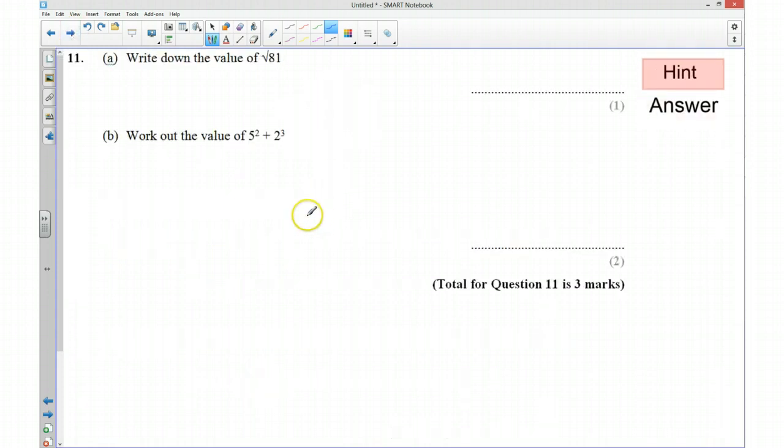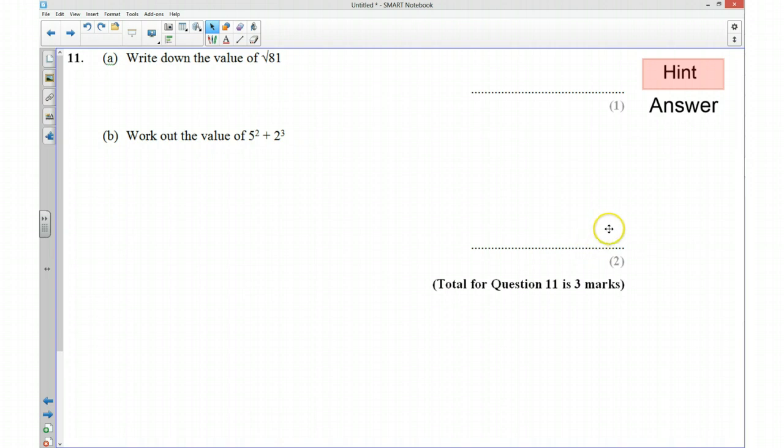Okay, question 11. It says write down the value of this here. We've got this little tick sign with the number 81, and I'm going to tell you that tick sign means the square root. So the square root is where we've got a number times by itself that gives us 81. Part B says work out the value of 5 squared plus 2 cubed. Just to remind you that 5 squared means 5 times 5, and 2 cubed means 2 times 2 times 2. Okay, so those are my hints.